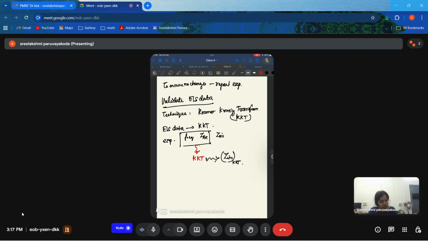This Z imaginary that you get and the experimentally obtained Z imaginary should be the same, or within the error limit. Only if that is the case are you validating the impedance data, and you can say that the system is linear, causal, and stable. So if you get this, we say that the system is linear, stable, and causal.